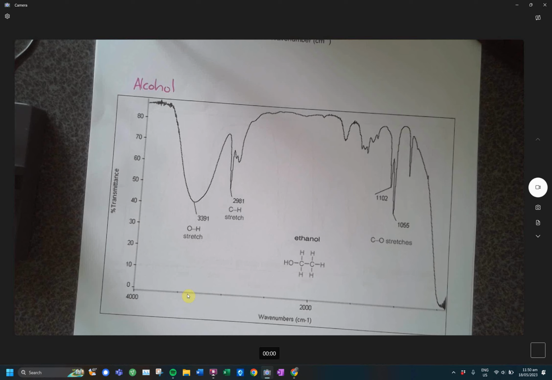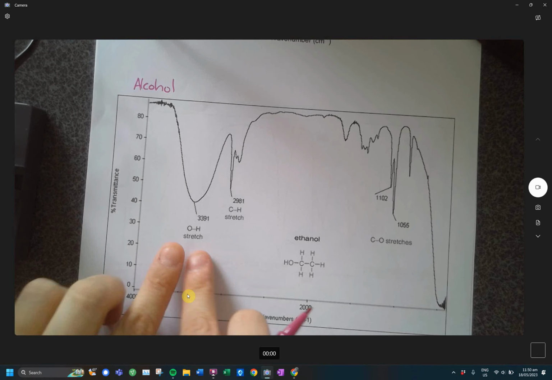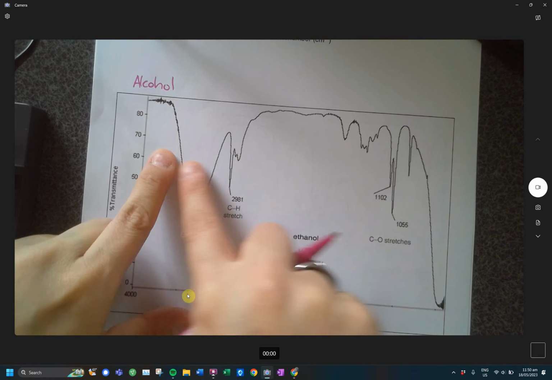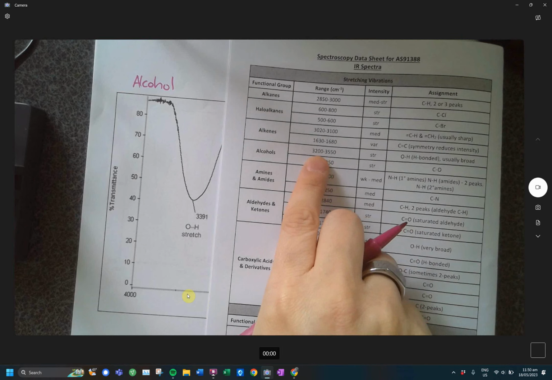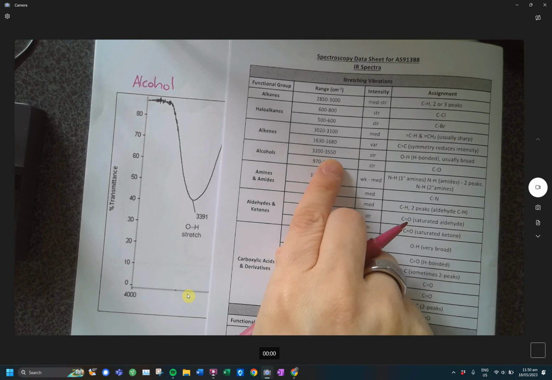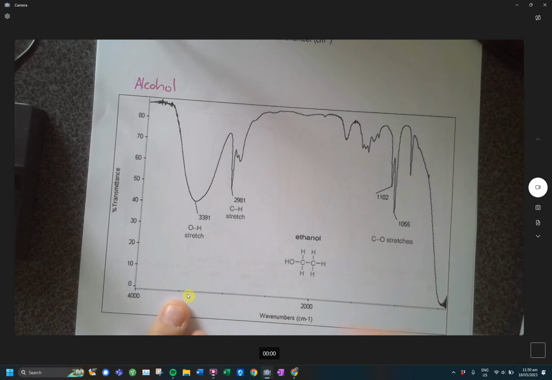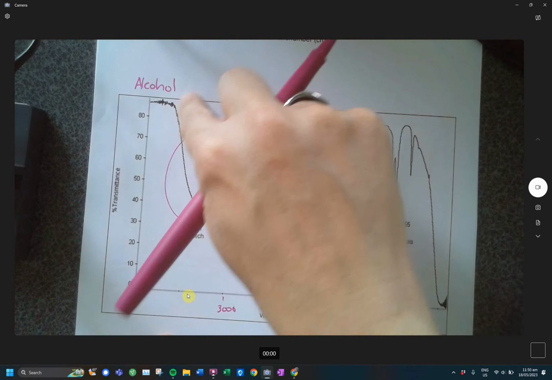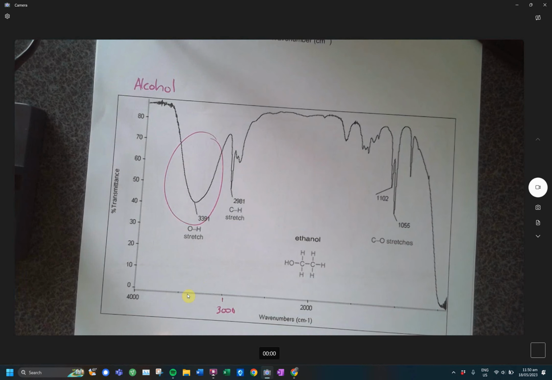The alcohol is this OH, and it's a wide stretch. If we look at our resource sheet, it's somewhere between 3,200 and 3,500. So if I look at my numbers here, 3,000 is about here. So I see that it's coming in that area. So that's what I'm looking for in an OH. And it's quite a big trough in comparison.